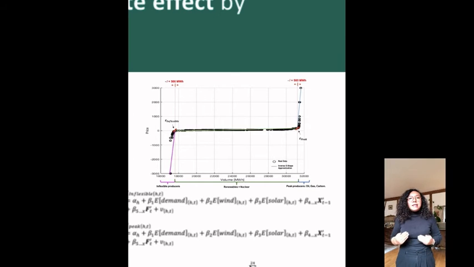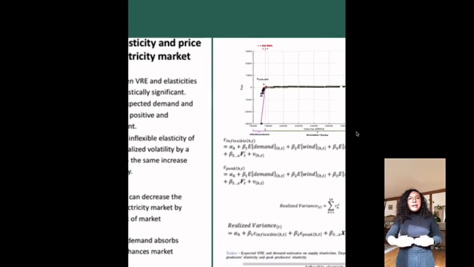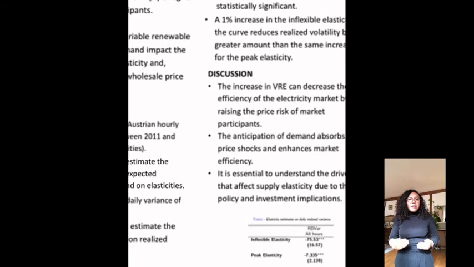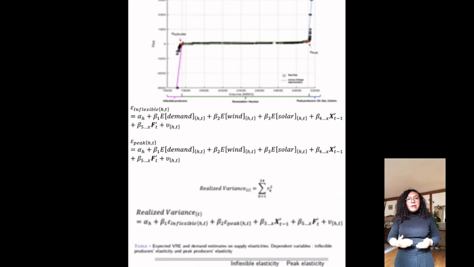However, because the elasticity is defined as the additional amount that producers are willing or able to produce for a given change in price, I will not consider the elasticity in the middle because renewables cannot be controlled as they depend on weather conditions. Therefore, I only compute the elasticities for inflexible and peak producers. Next, I estimate the impact of renewable expected production and demand on the elasticities using the following fixed effect model, controlling by individual hourly characteristics and seasonality.